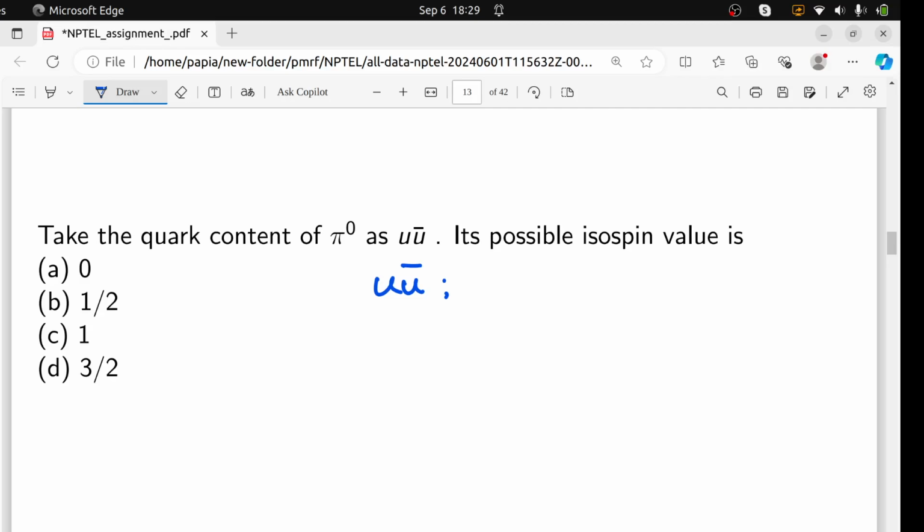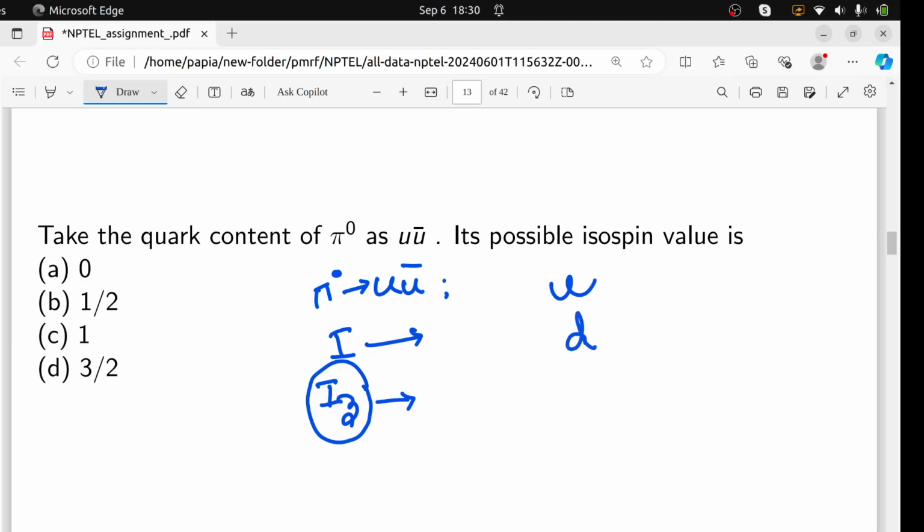Its possible isospin value. First of all, I will tell you isospin, I mean I, and the third component of isospin. The third component of isospin is an additive quantum number. I is also an additive quantum number, but additive in the sense of quantum mechanically additive. So what does this mean? Here in the pi 0 case, one u is there and one u bar is given.